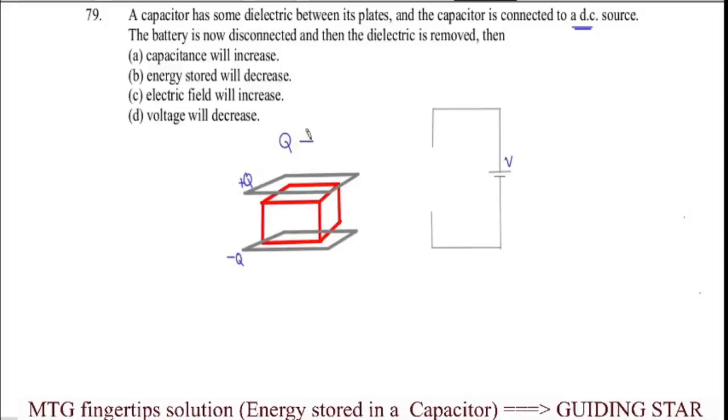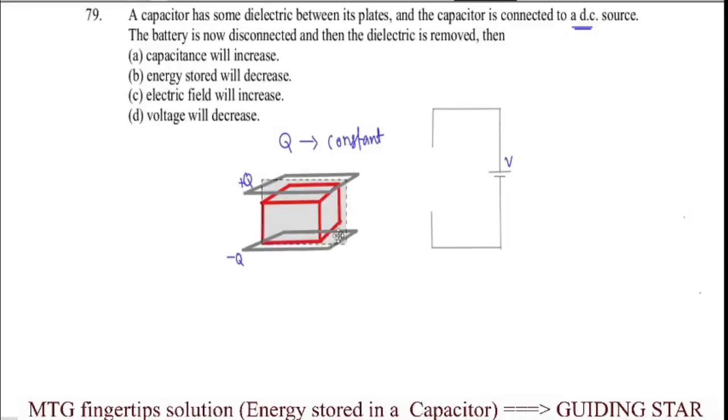That means Q will remain constant. चार्ज यहाँ पे कांस्टेंट रहेगा. क्लियर? क्योंकि यहाँ पे और कोई दूसरा सिस्टम के साथ ये कनेक्टेड नहीं है. अगर कनेक्टेड होता तो वहाँ पे क्या होता? डिस्चार्जिंग प्रोसेस होता. So charge will remain constant, and if charge remains constant, then after that the next step is that we'll remove this dielectric material.